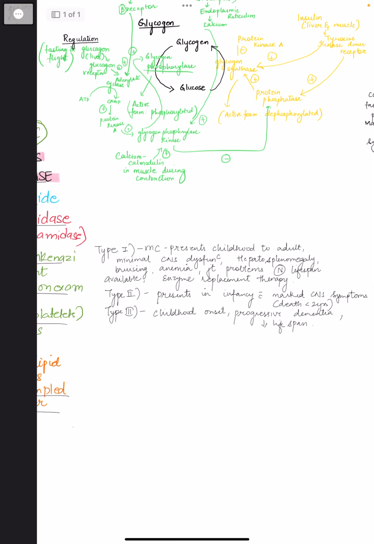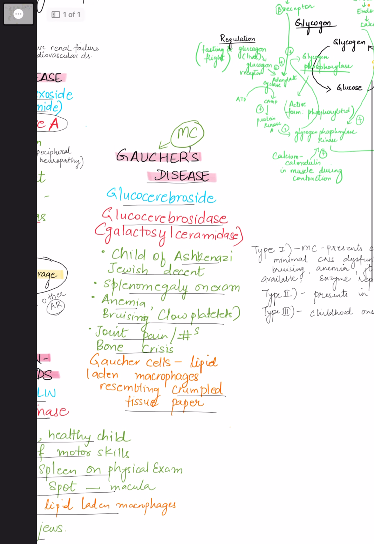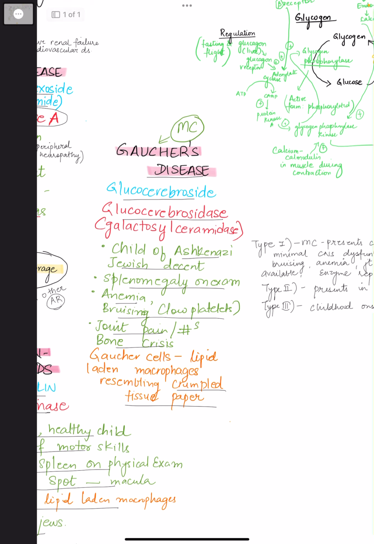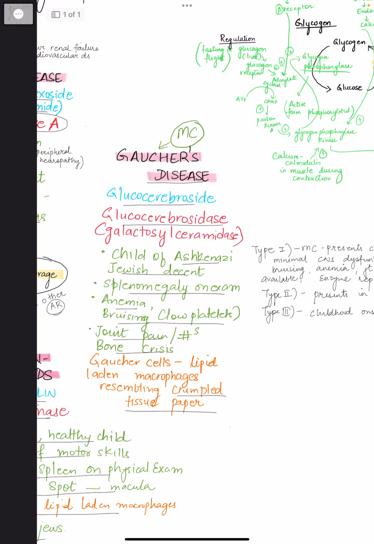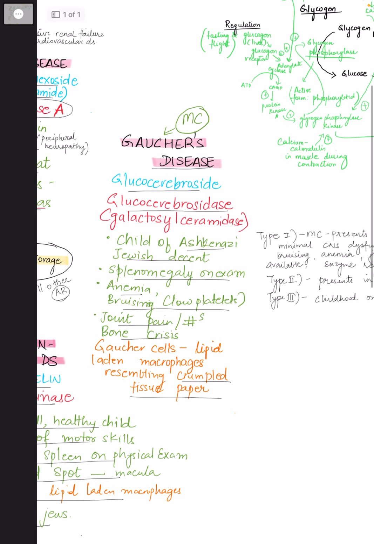The information here is not as important to remember, but just these are the types. Also, there would be splenomegaly seen on examination, anemia, and bruising because of the low platelets. Classically, joint pain and fractures, bone crisis is seen. And there are specifically Gaucher cells, which are lipid-laden macrophages that resemble crumpled tissue paper. This is one of the important pieces of information to take away from this. So yeah, this is Gaucher's disease.